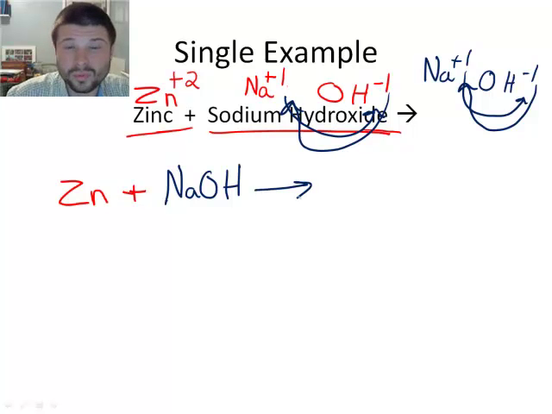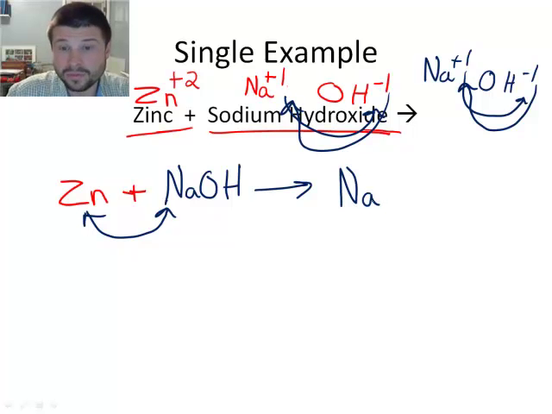All right, so we do what we saw following those steps. We switch the positive ions, which would be zinc 2+ and Na 1+. So now Na would be left with the hydroxide, and I have my other compound, which is zinc hydroxide.